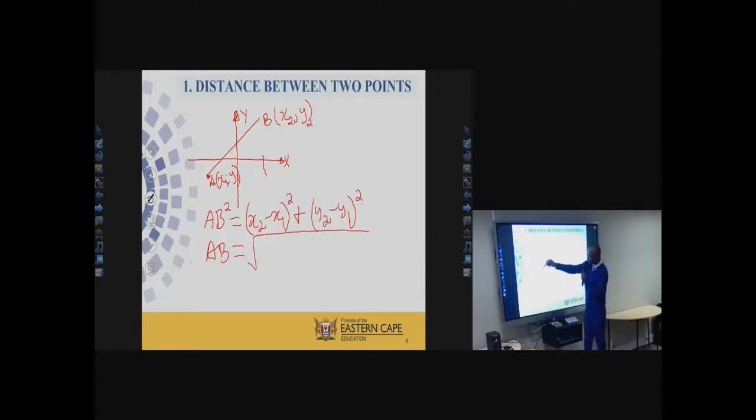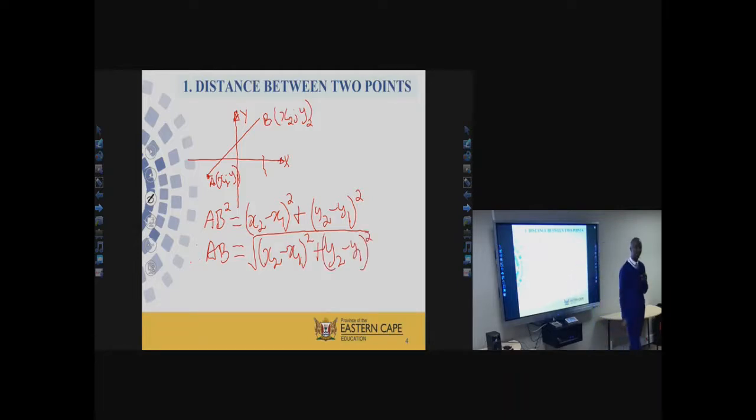Remember, if you have squared there and you want to do away with that squared, AB is equal to the square root of that, which is going to be x2 minus x1 all squared plus y2 minus y1 all squared. Now, this is the formula that you see in the formula sheet. So basically, that's the distance between 2 points. In this case, distance between A and B, right?